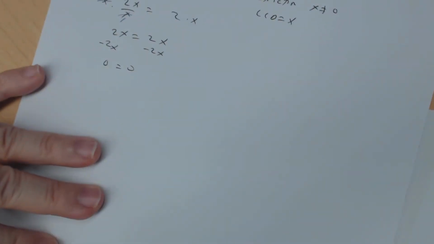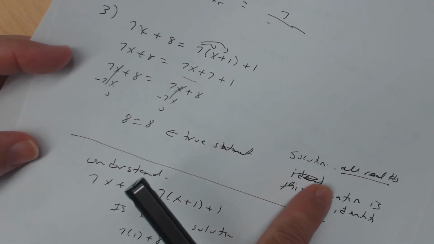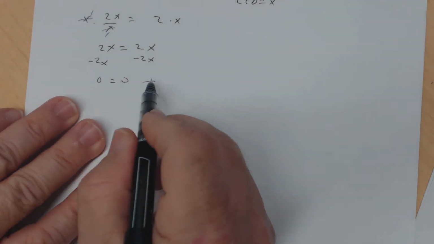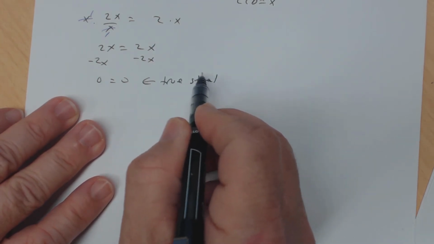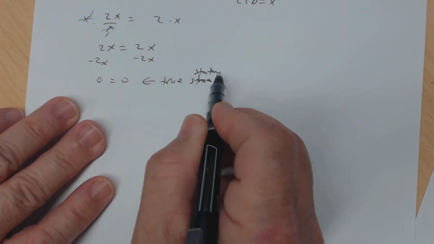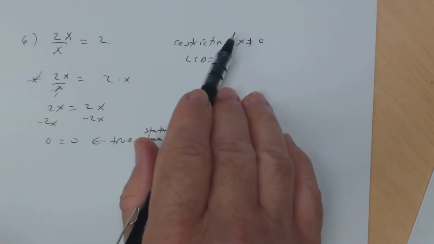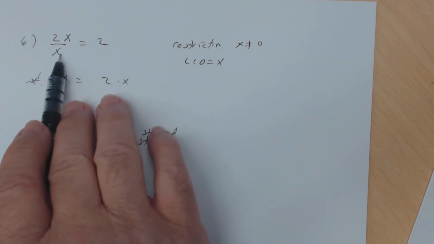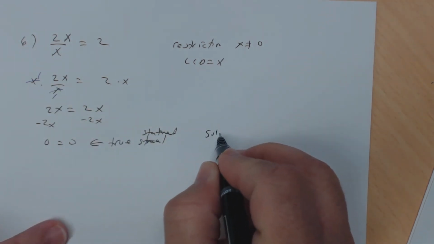So just like over here, when I had 8 equals 8, that was a true statement, and I said all real numbers. Over here, though, it's a little different. This is a true statement, but I can't say it's all real numbers because I had a restriction. It's not all real numbers because 0 doesn't work. With 0, I get 0 in the denominator, so it's undefined.